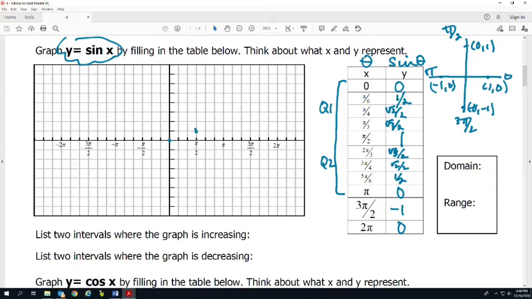At pi, you're back at 0 again. At 3 pi over 2, you're down at -1. At 2 pi, you're at 0. And that represents 1 full period.